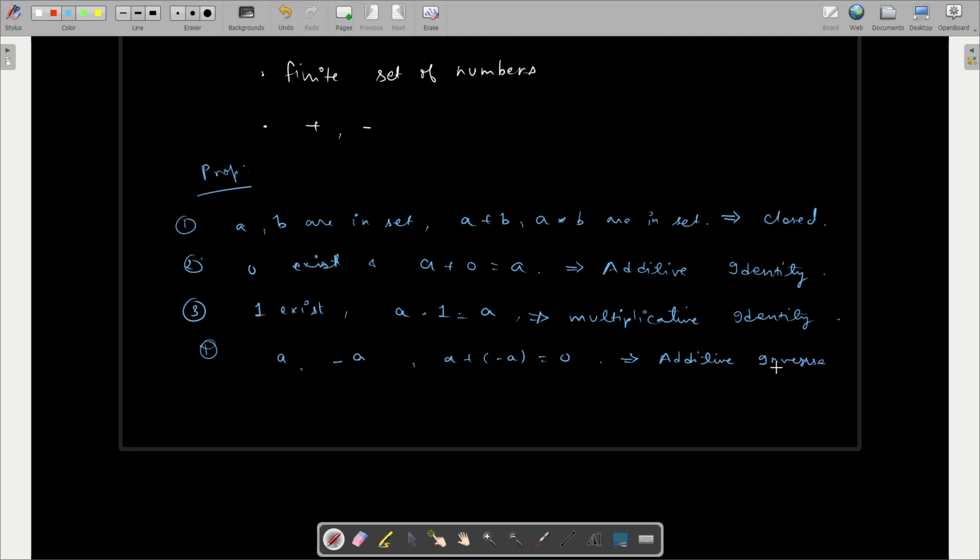Additive inverse, right? Number five, if a is in the set and a is not equal to 0, then we also have a to the power minus 1 in the set. So we can say a dot a to the power minus 1 is going to be equal to 1. This is known as the multiplicative inverse.